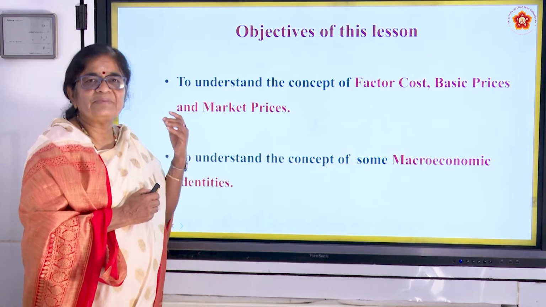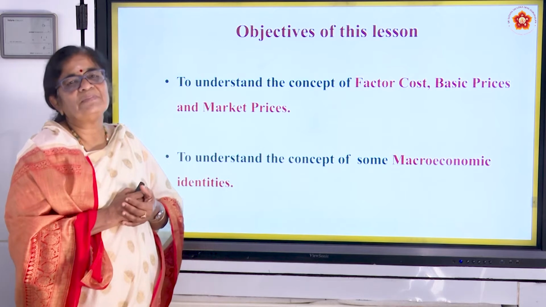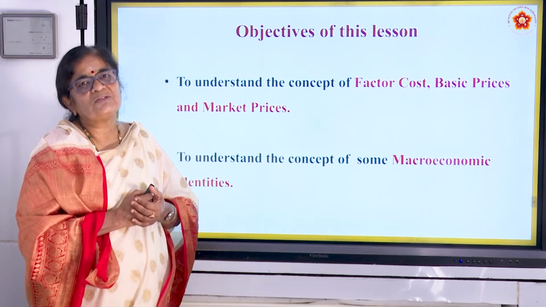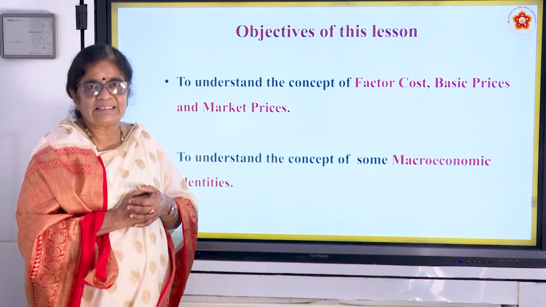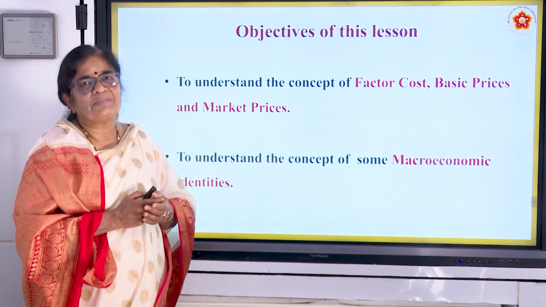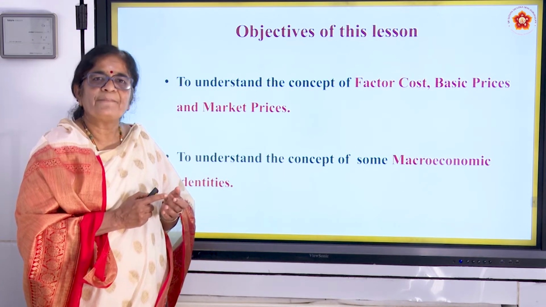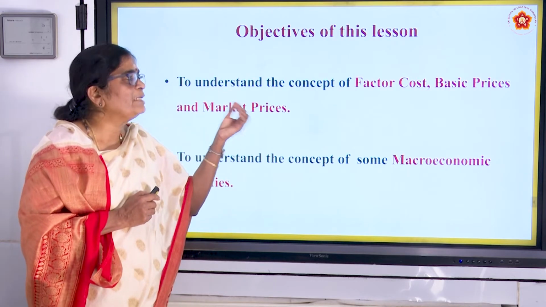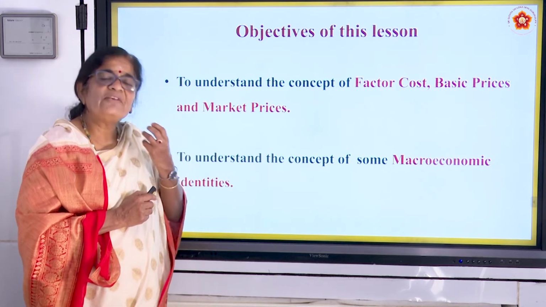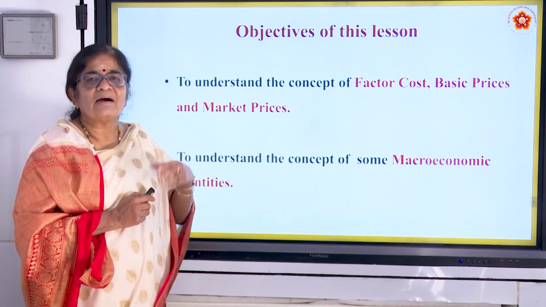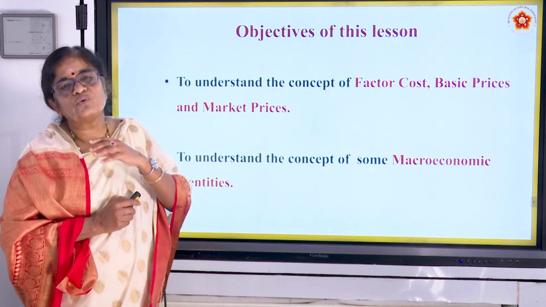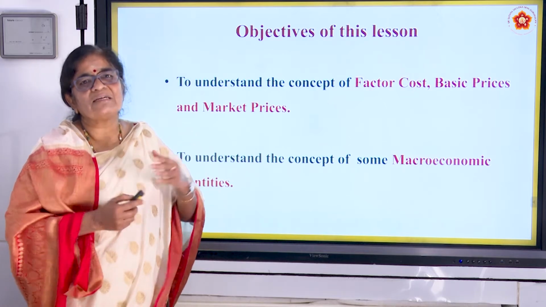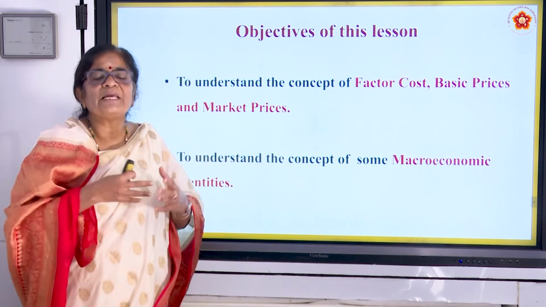When we say the measurement of GDP, we know we have already studied the methods of measuring national income or GDP: the product method, expenditure method and income method. Now, on what basis are we going to quantify it? We can't add 100 tons of wheat with 200 tons of rice and 1,000 automobile cars and trucks together like that. Different commodities cannot be added together.